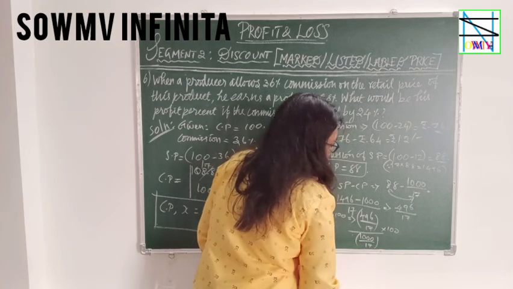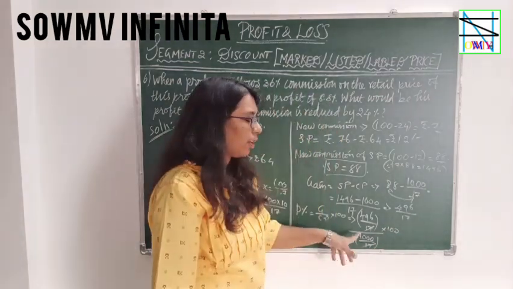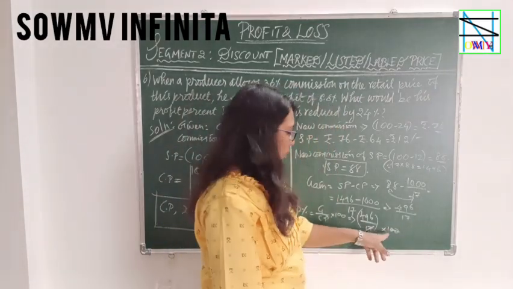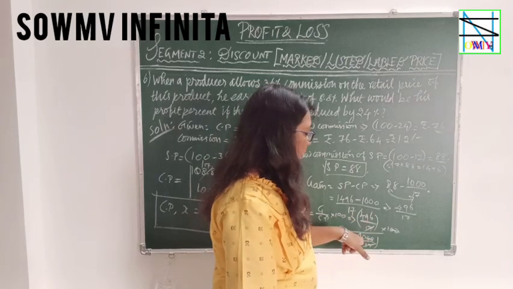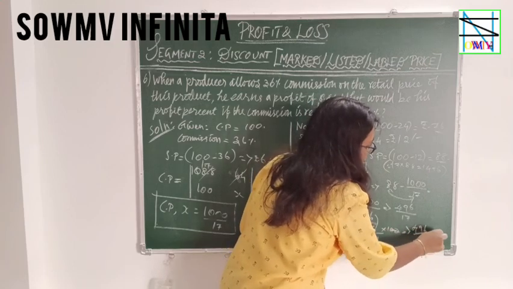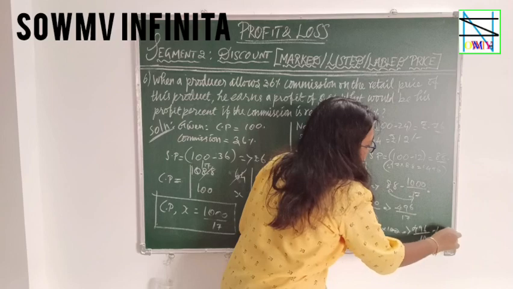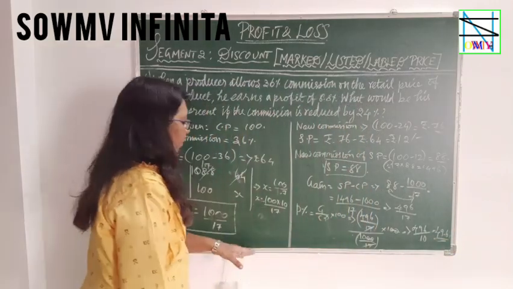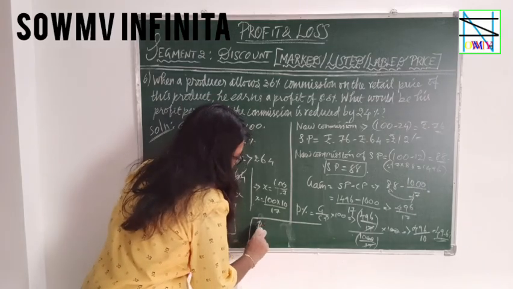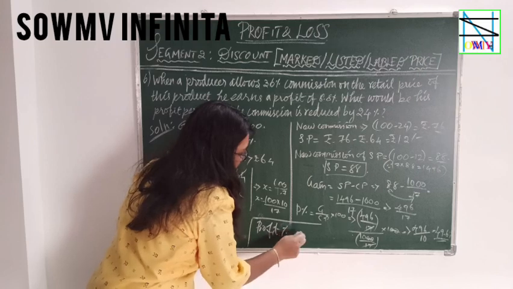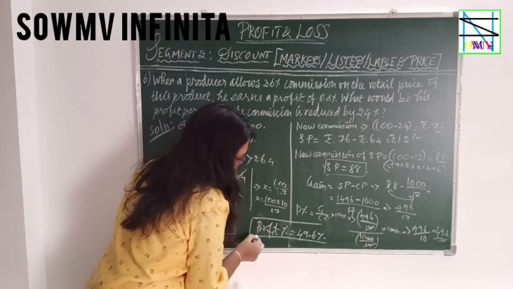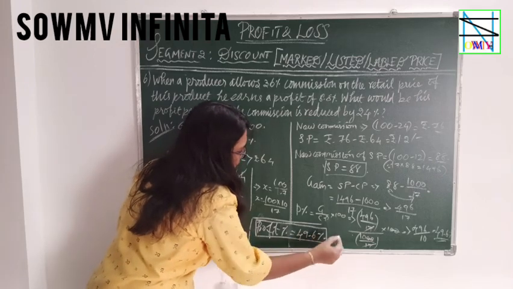Into 100. We can cancel the 17 in both denominators. Then 2 zeros are cancelled. Here 2 zeros are cancelled. Here 496 divided by 10. The remaining is 496 divided by 10. That means 49.6%. From here, the profit percent is 49.6% for this answer.